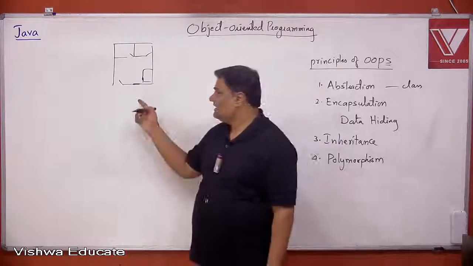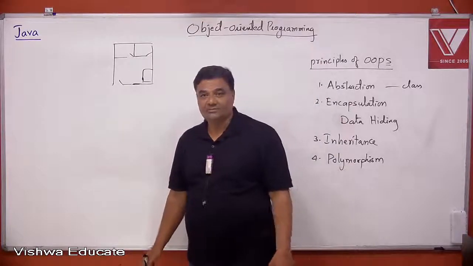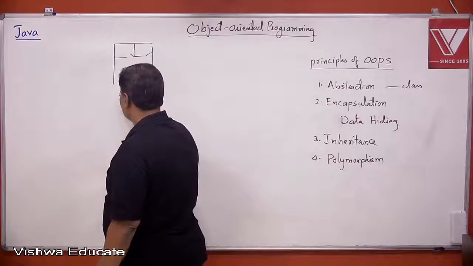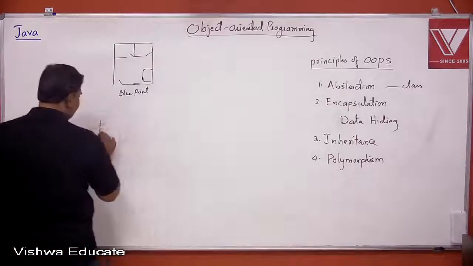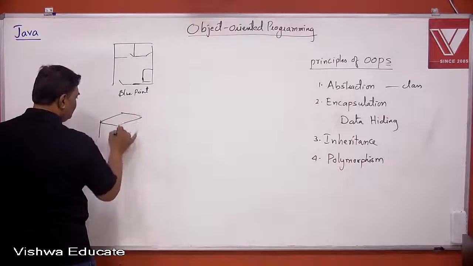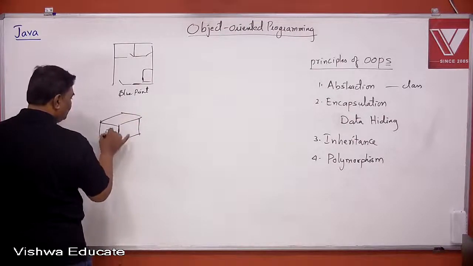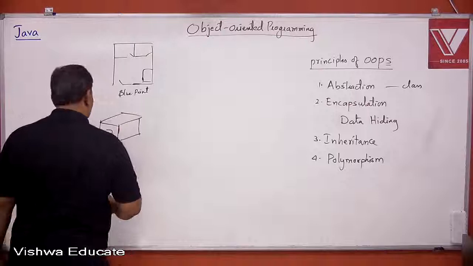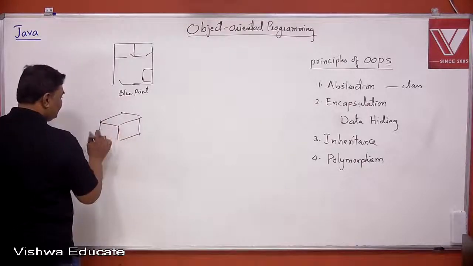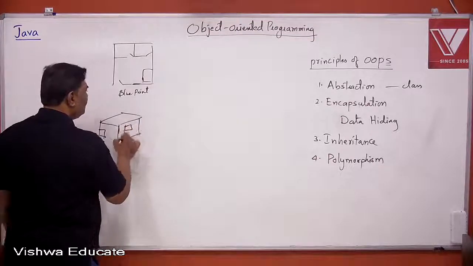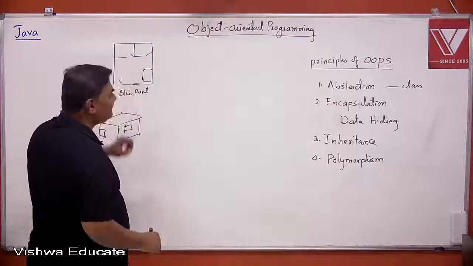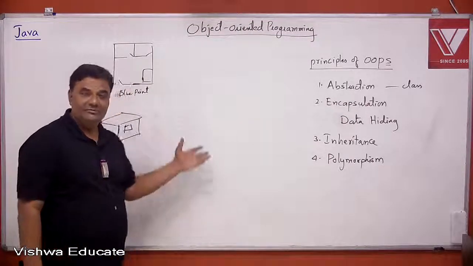So what is this plan? Plan is nothing but a blueprint. We call it a blueprint. Then he will construct a house. Okay, the door is on this side. He will construct a house. This house is constructed based on this plan. So first make a blueprint, then make a house.